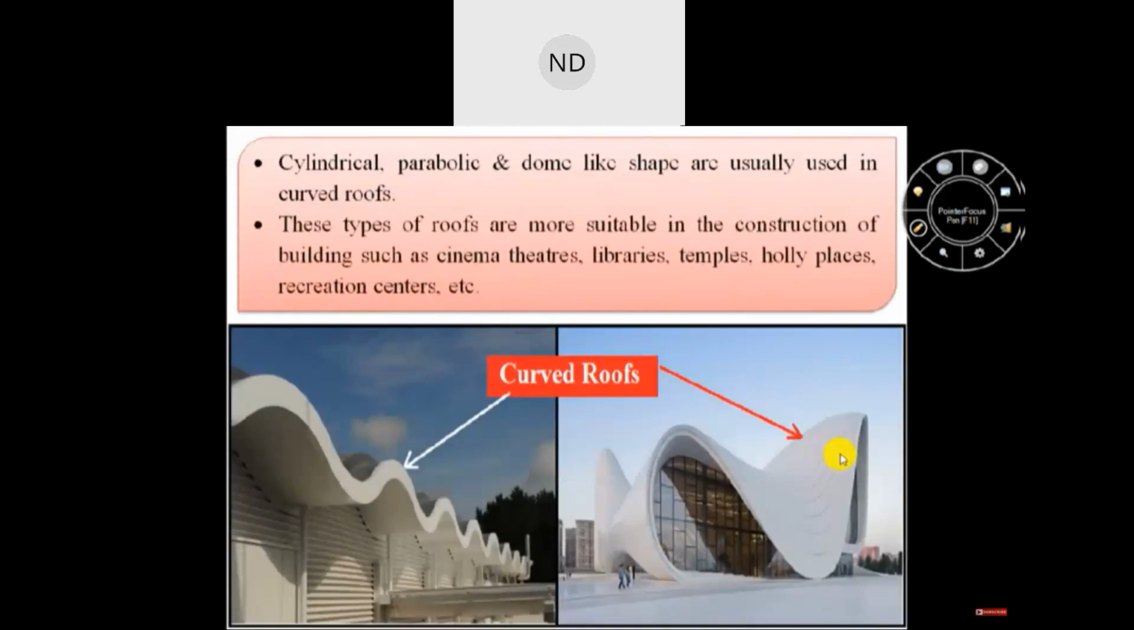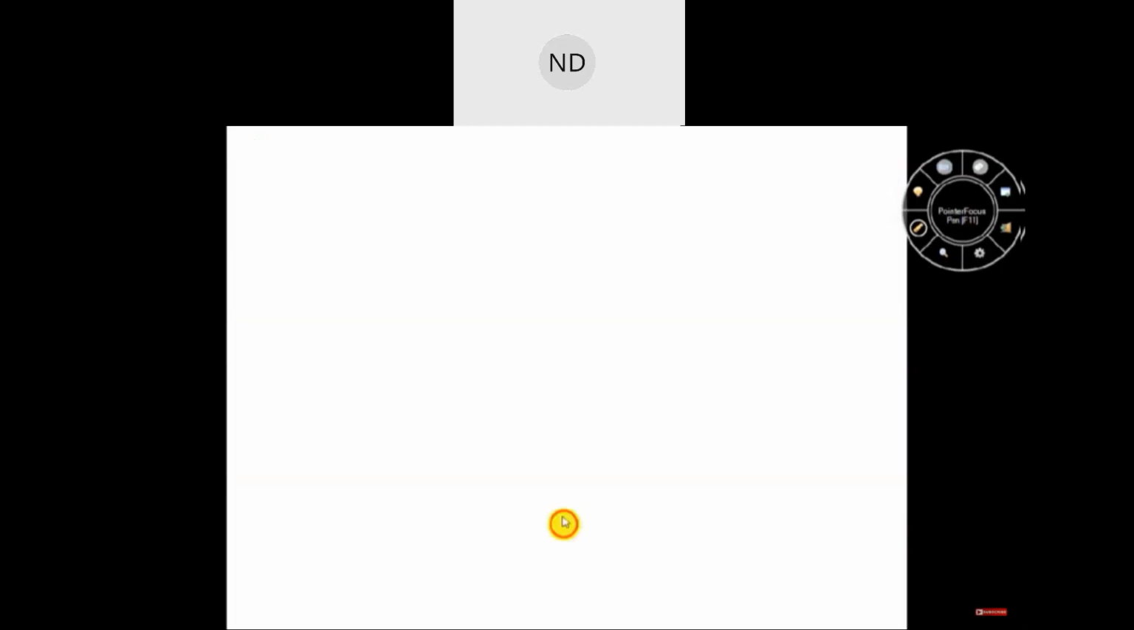These types of roofs are more suitable in the construction of buildings such as cinema theaters, libraries, temples, holy places, recreation centers, etc. These both images show the curved roof.